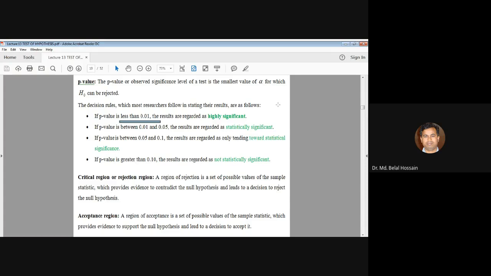So if the alpha value is not given, you have to make a decision based on the p-value this way. 0.01 is also known as 1%. If it is a probability value, we must write it between 0 to 1.